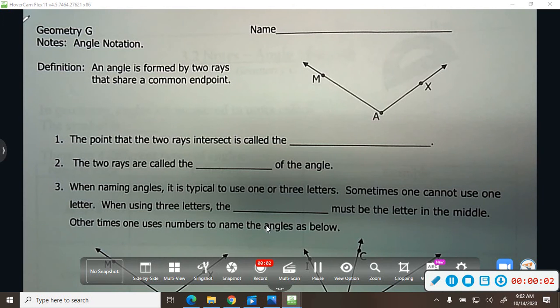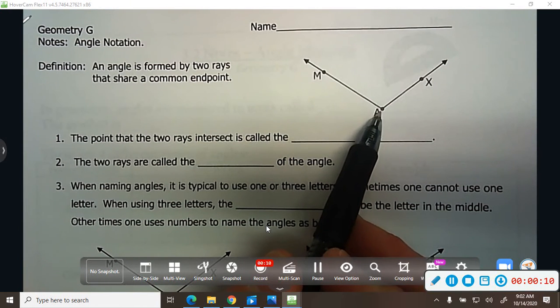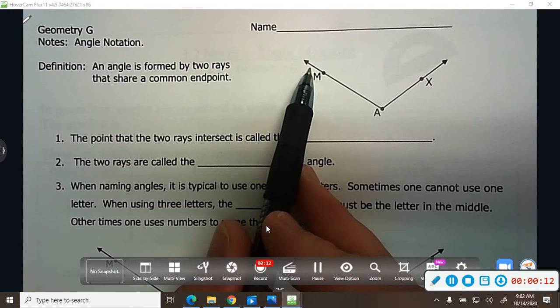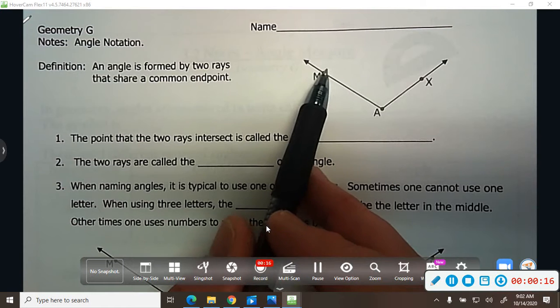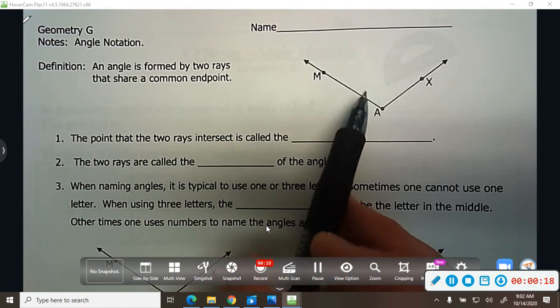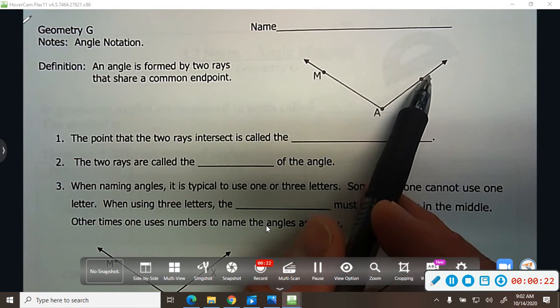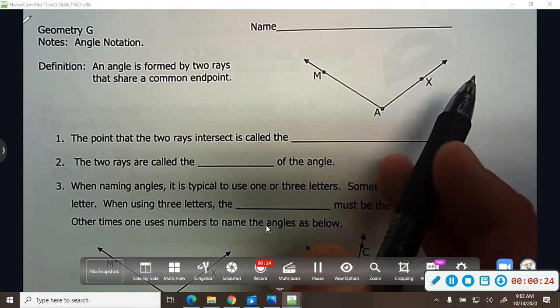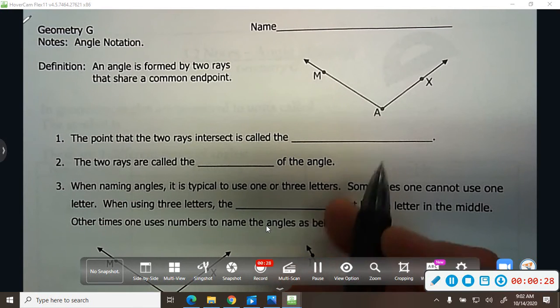So we're going to talk about angles and angle notation. And so what is an angle? An angle is formed when you have two rays. So notice A to M is a ray. It's a ray because it starts at a point, it goes off in one direction forever. And AX is a ray because it starts at A and goes this way forever. So this point at which the two rays intersect, we call that the vertex.